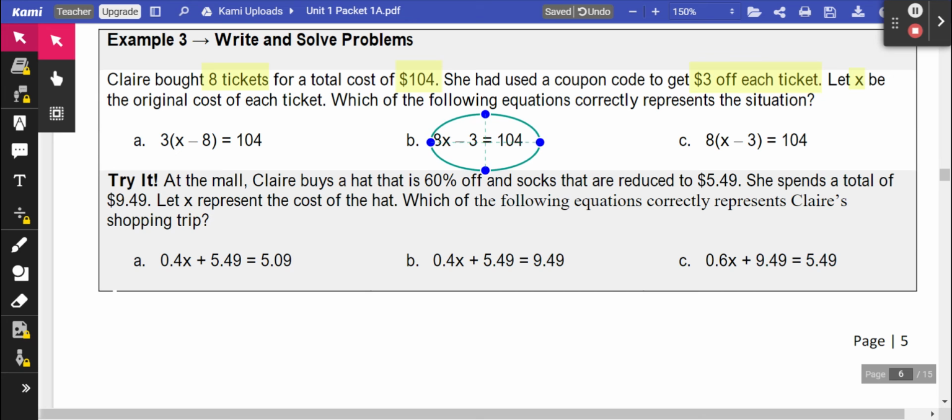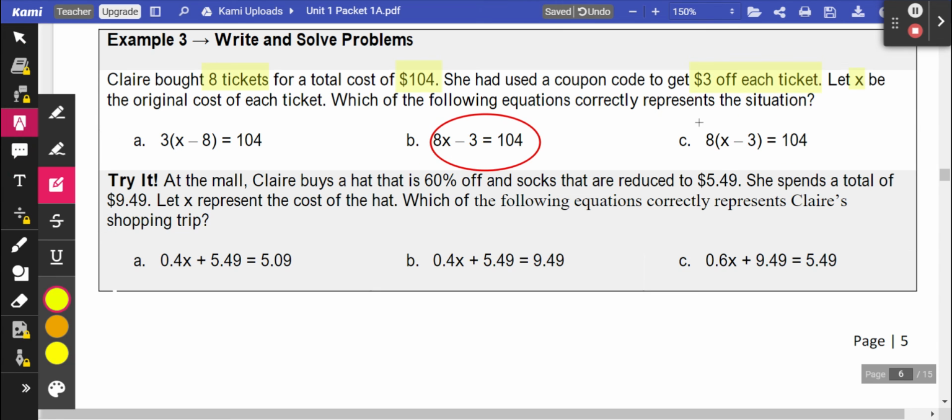Because what this shows me is she paid for 8 tickets and then got $3 off the total order. I need to use grouping symbols. So you need to decide then, is this the one where they're showing 8 tickets with $3 off, or is this the one they're showing? And I'm going to go with this one because X is the cost of the ticket and we're taking $3 away from that. So if I do that first and then multiply by the 8 tickets, I'm going to find the total cost for 8.